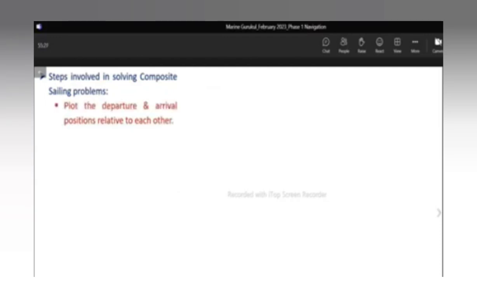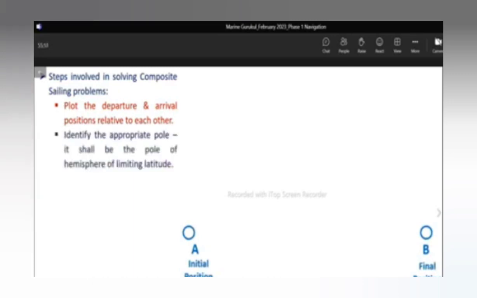We first plot the departure and arrival positions in correct relative orientation to each other, and the same care needs to be exercised as we learned when we learned to make the PAB triangle. Here is position A and here is position B. Then we identify the appropriate pole. The pole of the hemisphere in which the limiting latitude lies would be the appropriate pole.